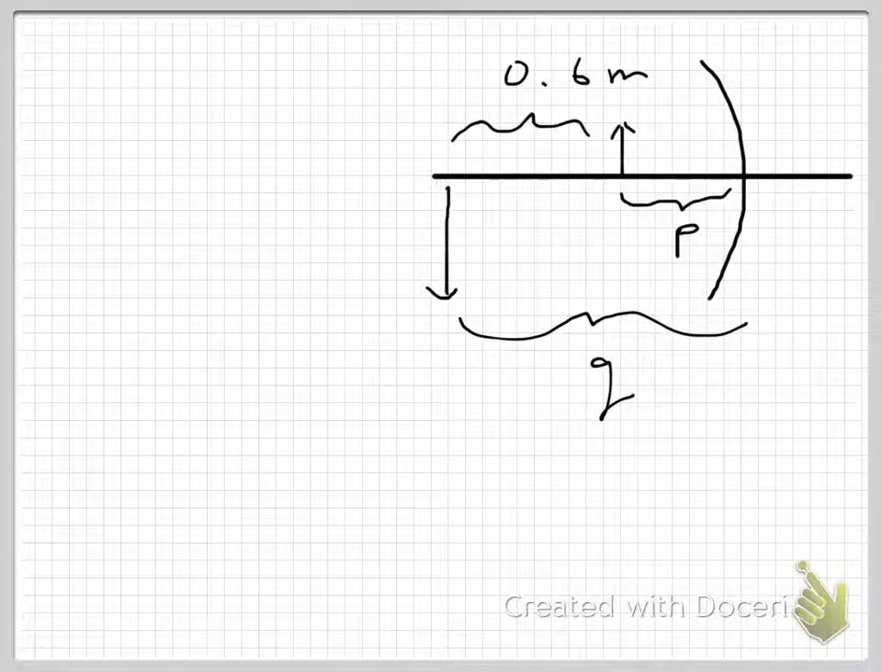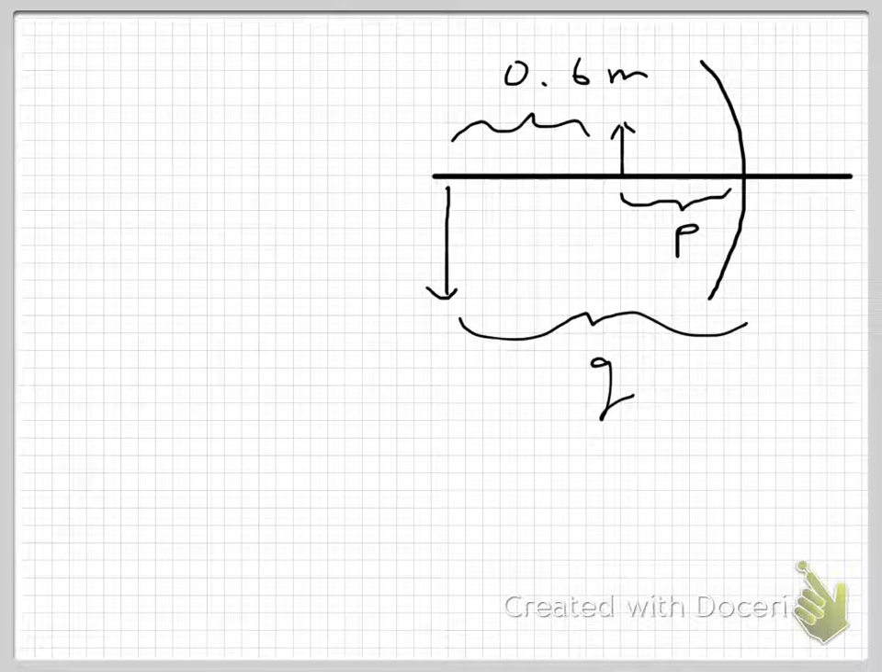This is problem number 19 from chapter 36 of the Serway-Jewett text we use in class. We're told that we have an object in front of a concave spherical mirror. It is 0.6 meters away from the image that the mirror produces, and the image is 4 times the size of the object and it's inverted. We're asked to find the focal length of this mirror. So we've got a couple of relationships we can exploit to figure out this problem.